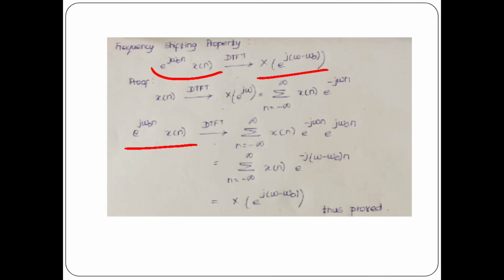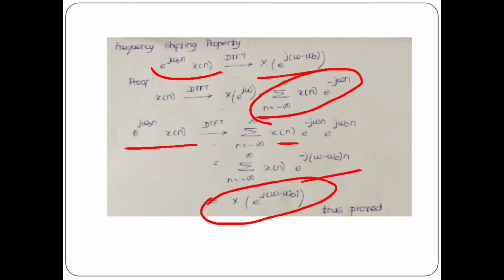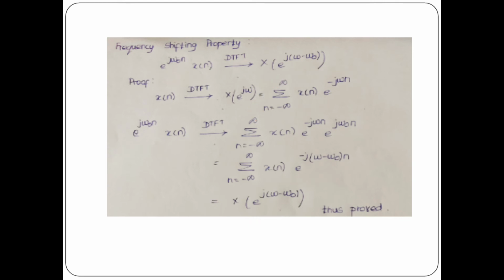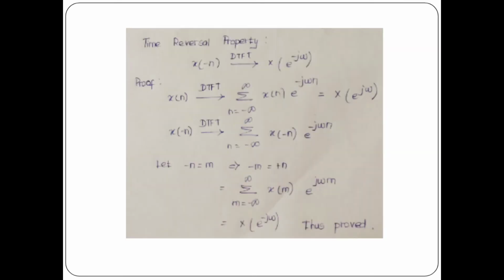x of n. So instead of x of n, you replace e power j omega naught n into x of n. So combine both the exponentials, we will get e power minus j into omega minus omega naught into n. Here the frequency is just shifted from omega to omega minus omega naught. So this is nothing but X of e power j omega. What about this one which has e power minus j into omega minus omega naught n as a component? We will get X of e power j into omega minus omega naught. This is the proof of the frequency shifting property.